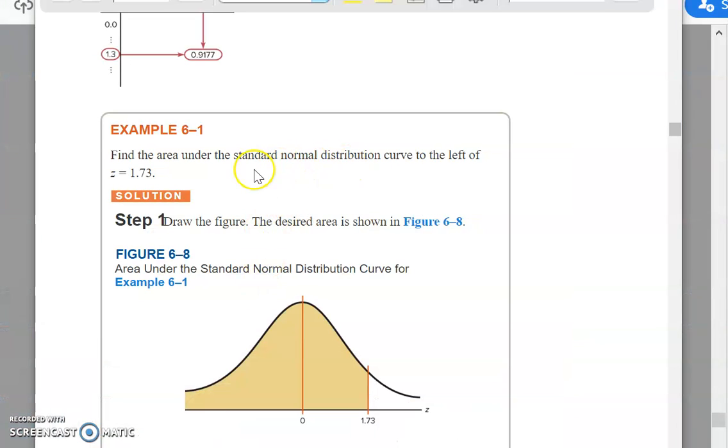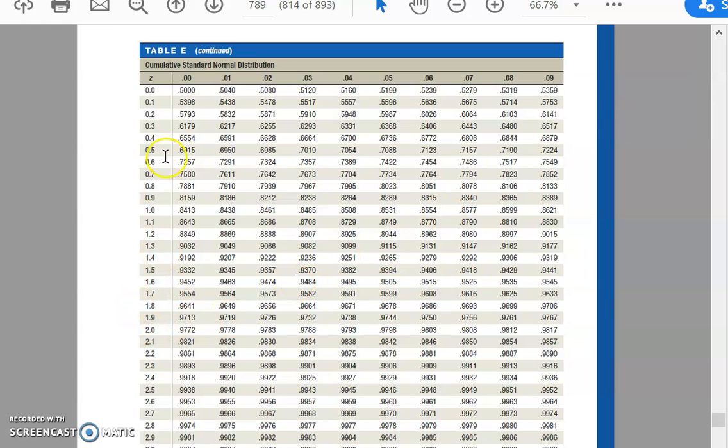Okay, find the area under the standard normal distribution to the left of 1.73. Okay, so 1.73, z value 1.7. Well, we don't want 1.7, we want 1.73. Well, how do we get the 1.73? Well, it's this row right here, and you have to look up here. So 1.70 is in this column. 1.71, you see what's going on here? You just add this to the 1.7. So 1.71 is this, 1.72 is this, 1.73 is this, and so forth.